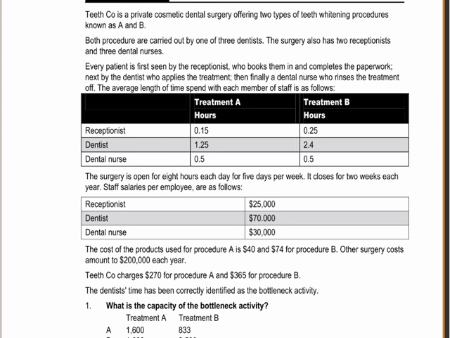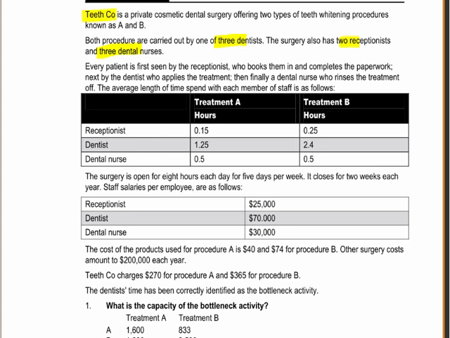So what we've got here then is a section B objective case question. And the mini case here is all about TeethCo, which is a private cosmetic dental surgery. We've got two types of teeth procedures, A and B, and they're carried out by one of the dentists. They've got three dentists. They've also got some receptionists and dental nurses. And we've got more information about the treatments and what they comprise and how long they take.